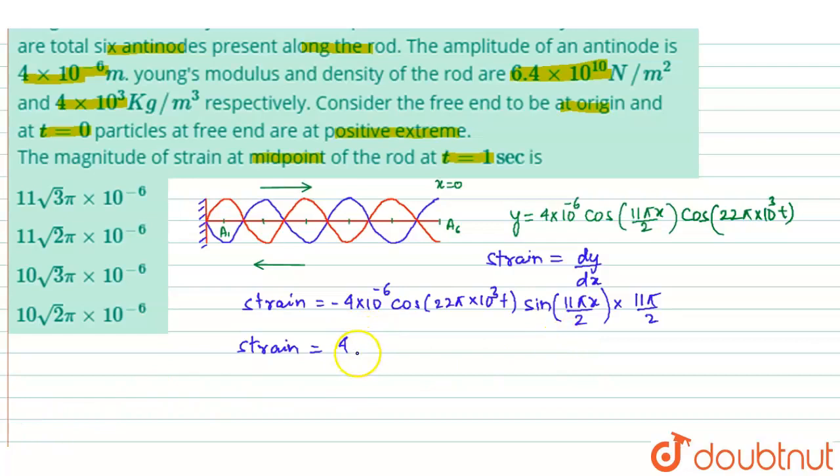So let us simplify this further. We can write 4 into 11 pi divided by 2 into 10 raised to the power minus 6, and this is cos 22 pi into 10 raised to the power 3 t, into this we can write as sine of pi plus 11 pi x divided by 2. Now this minus sign will be compensated here. Now this is the equation of strain that we have found.